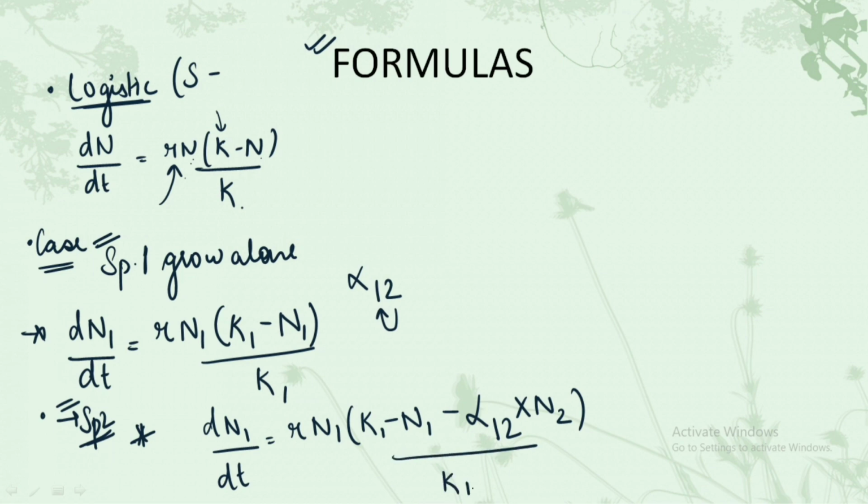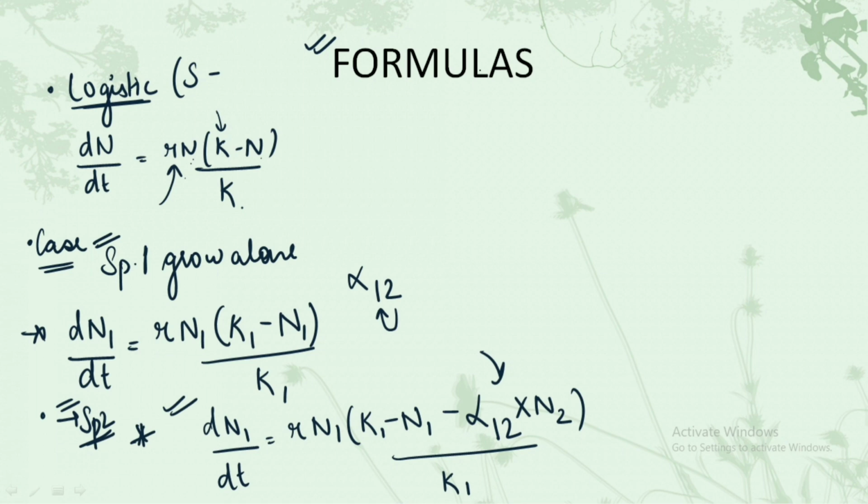There is no difference in the formula as such. The only change is that we subtract the number of organisms of the second species multiplied by the competition effect they show over the first species. So this is the formula that would be used if we are given some values depending upon whatever the question asks. This was about species 1 initially.